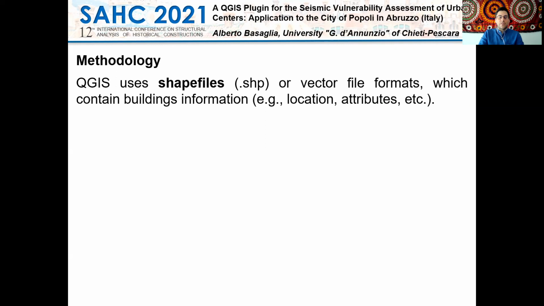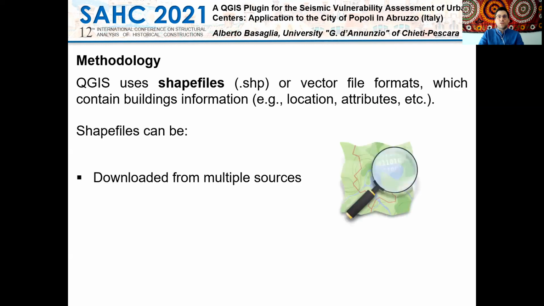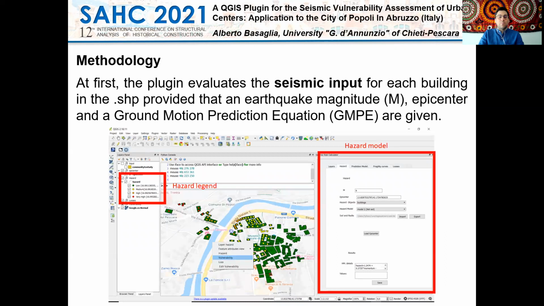QGIS uses shapefiles or vector file formats, including all building information, so their location and their attributes, that may be the structure type, the number of stories, and so on. These shapefiles can be downloaded from multiple sources, such as OpenStreetMap, that is open source as well, or created manually. So at first, in the developed plugin, we decided to include a section to evaluate the seismic input for each building, provided that an earthquake magnitude and an epicenter are given.